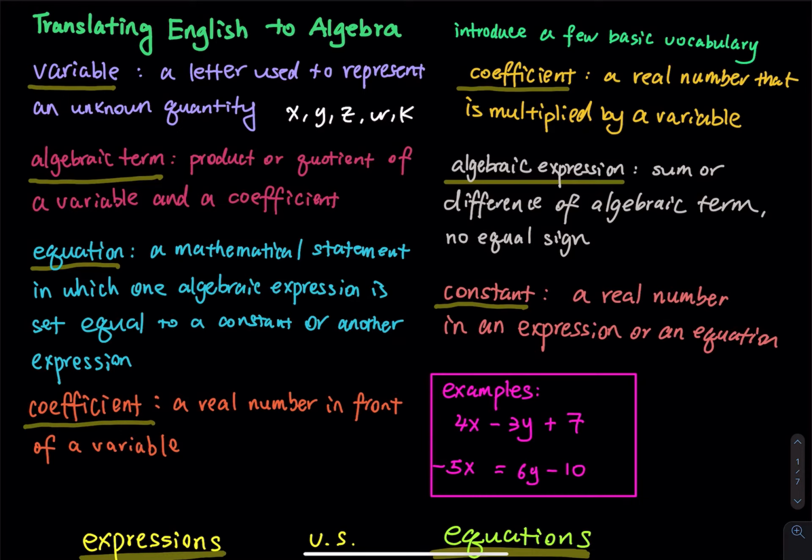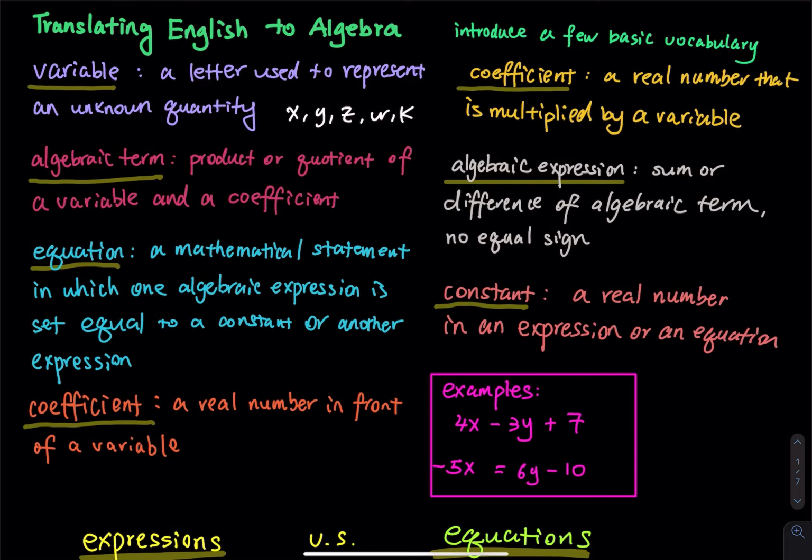So let the number of cars you have equal x. So x is the number of cars you have. If x equals 5, that means you have 5 cars. If x equals 2, that means you have 2 cars, right? Let y be the number of brothers you have. If you have 2 brothers, then y equals 2. If you have 1 brother, then y equals 1, and so on and so forth.